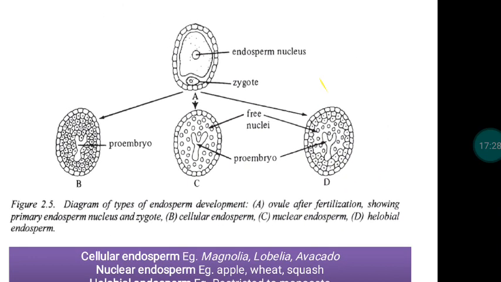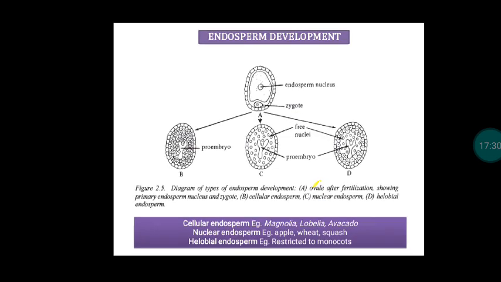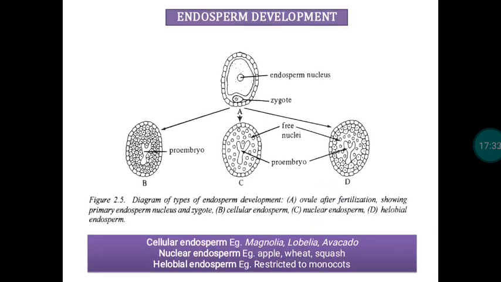The helobial type is very common in monocots, whereas cellular endosperm development is reported in magnolia, lobelia, and avocado, and nuclear endosperm development is reported in apple, wheat, and squash. So these are all the things happening with reference to endosperm development.